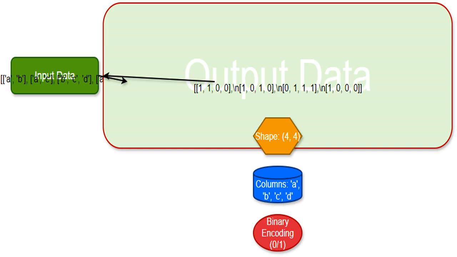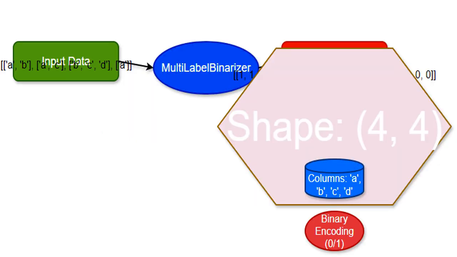This is a perfect example of how multi-label binarizer transforms multi-label data into a format suitable for many machine learning models. The shape 4, 4 indicates that the output is a two-dimensional array with 4 rows and 4 columns. Each row corresponds to one of the 4 input data points, and each column corresponds to one of the 4 unique labels, A, B, C, D. This structure is crucial for algorithms that expect numerical input.